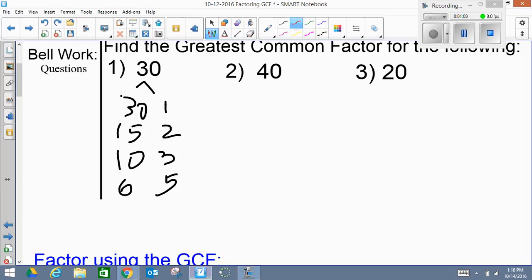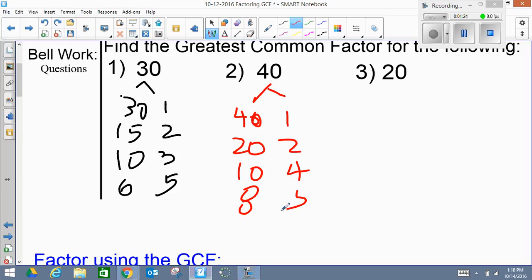Now let's do the same thing with the 40. So the 40, two numbers are 40 times 1, 20 times 2, 10 times 4, 8 times 5, right? I think that's it. And for the 20, I'm going to start with the same number times 1, then 10 times 2, 5 times 4. Okay, so I factored all those numbers under possible factors.